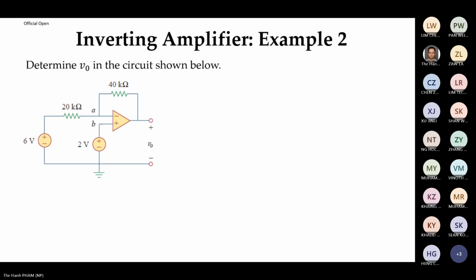Now, what is the voltage at this point? 2 volt. Yeah, 2 volt. Therefore, the voltage at this point must also be 2 volt, right? Correct. And you don't have the current running into the terminal, so you can forget about this. What is the voltage at this point? 6 volt. Yeah, 6 volt.